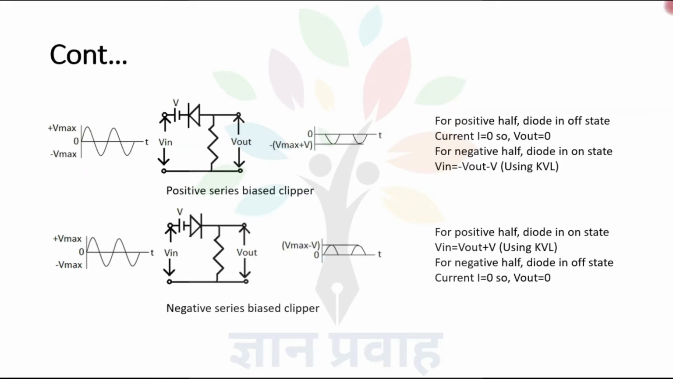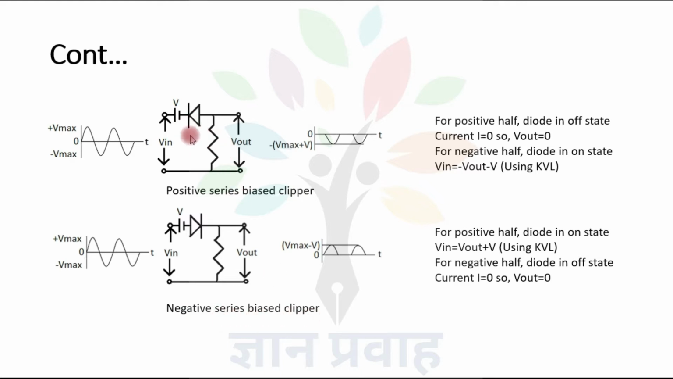Biased clipper circuits are given here. The circuit is showing a positive series biased clipper, and this circuit is showing a negative series biased clipper circuit. So biasing is nothing but using an extra voltage, that is V volt here. And the configuration is a series configuration, where the PN junction diode is connected in series with the load resistance. So this one is a series clipper circuit with an extra voltage used here. This is a series biased clipper and positive halves are clipped off here. So this one is the positive series clipper circuit. Similarly, this one is the negative series biased clipper circuit.